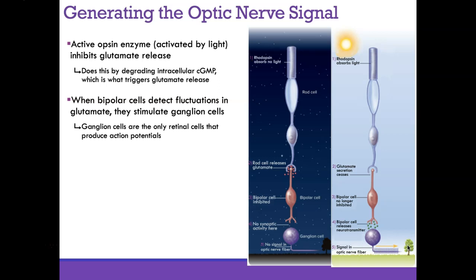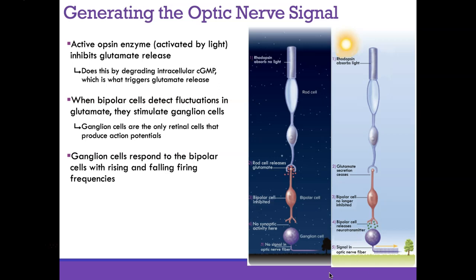The ganglion cells are the only retinal cells that actually produce action potentials. They're the last to get the message, really, of the retina. Even though they're the closest to the light source in a way. So if you're looking at this tree, even though the retinal ganglion cells are closest to the source you're looking at, they're the last to receive the message in the retina.